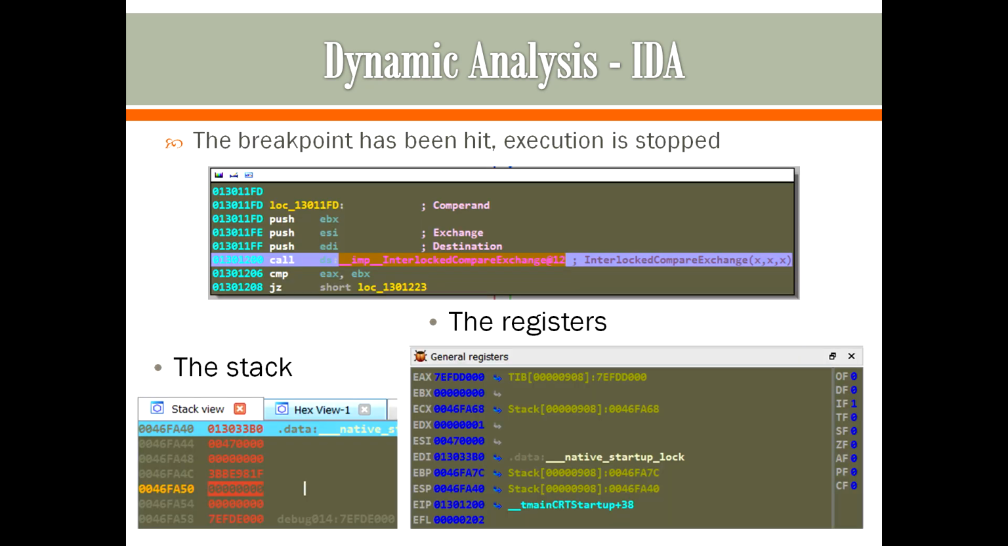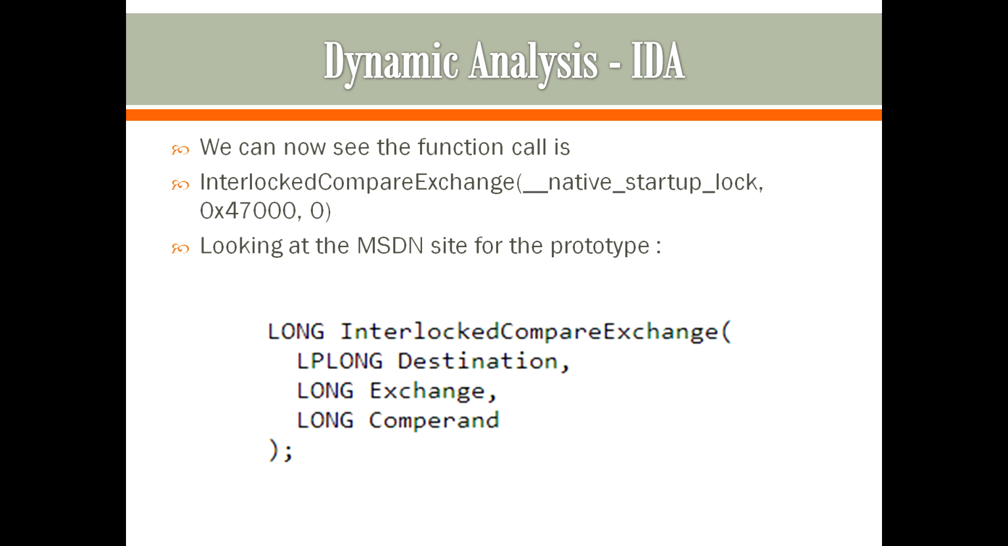In this example, a breakpoint was set on the following call. When this breakpoint is hit, I can further analyze the stack and its registers. As you see, the arguments were pushed onto the stack before making the call, and you can observe this in the stack window of IDA. If you Google the name of this function call, you can find documentation of this function on MSDN, which is the Microsoft Developer Network. Looking at the arguments passed into this function, we see that the first argument corresponds to a destination, the second argument represents an exchange, and the third argument value is its comparand.